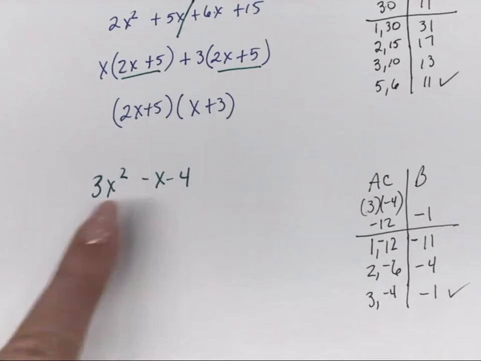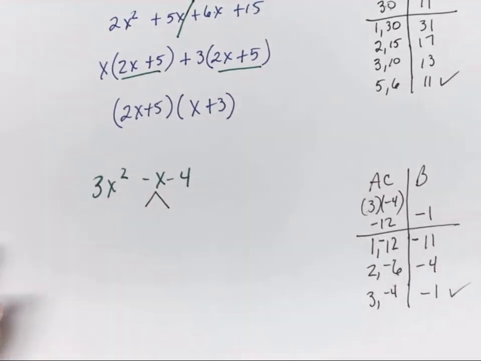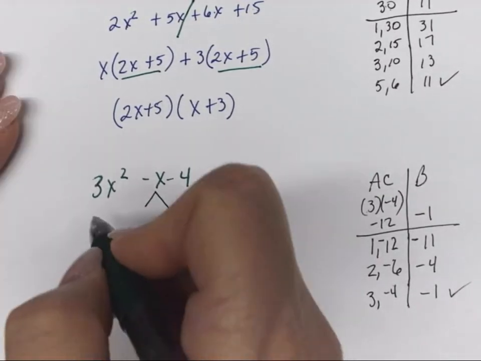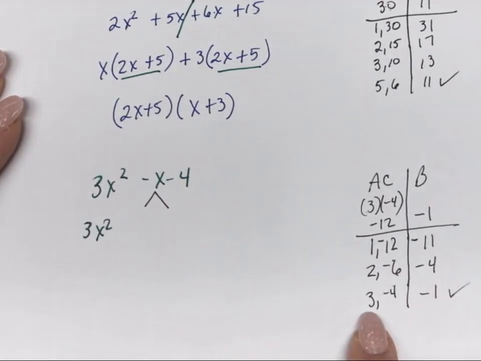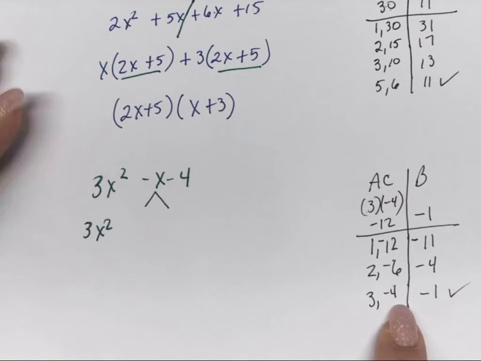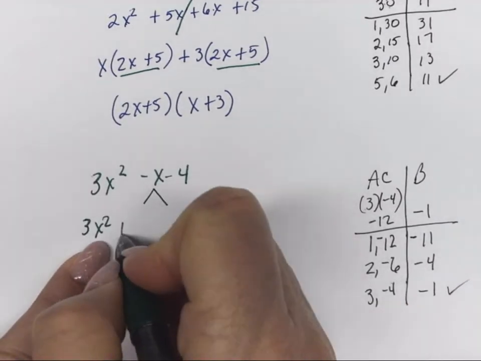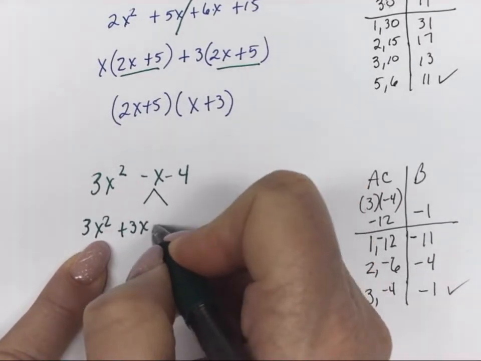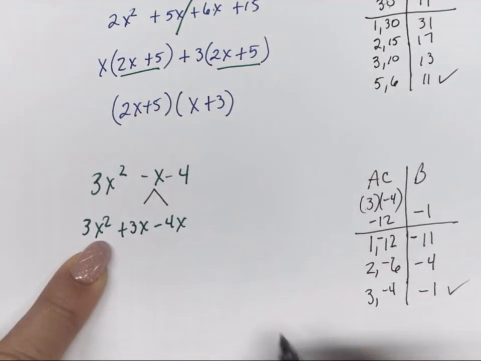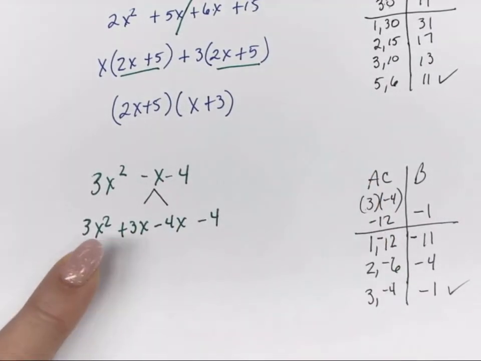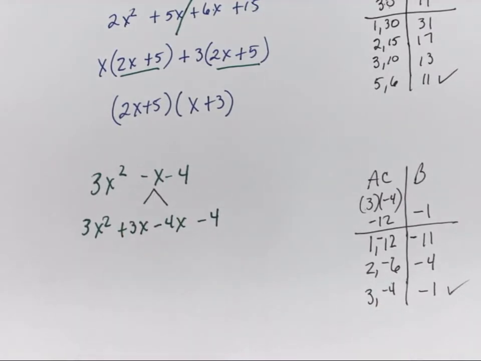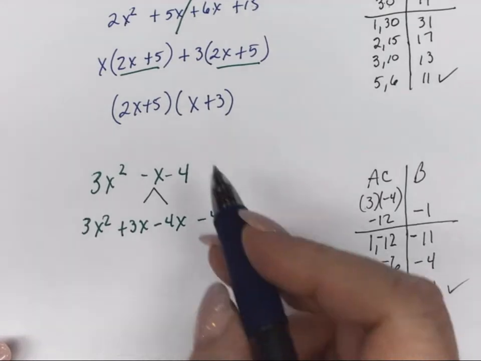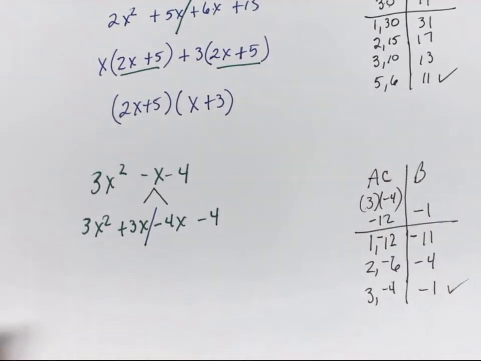So now I will come up here again and rewrite that second term. First term stays the same, but negative 1 is now written as positive 3 and negative 4. So I will have a positive 3x and a negative 4x, and then our minus 4. So I'm just using those two numbers to rewrite the original term. Now I have 4 terms, so factor by grouping.